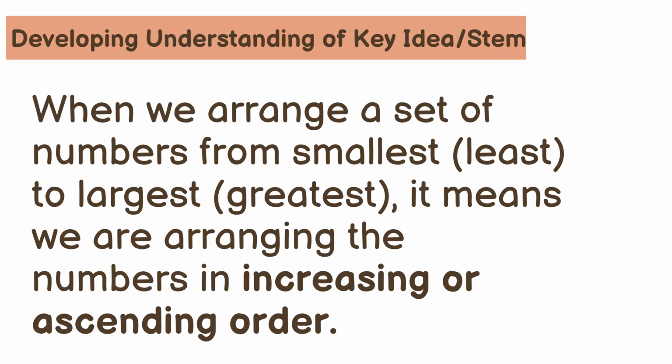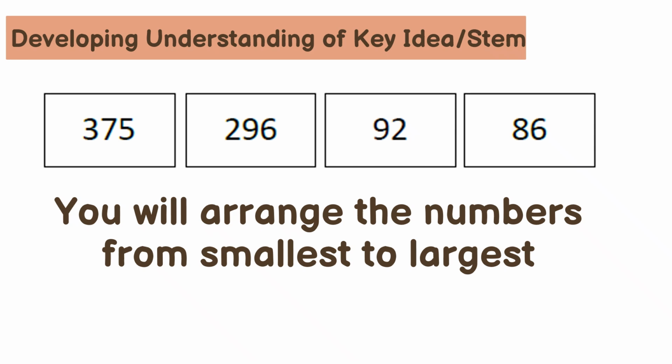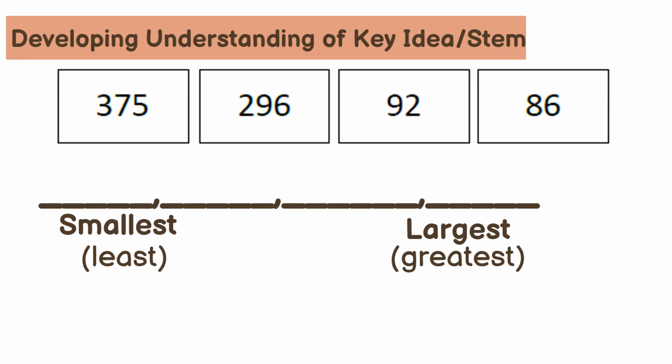When we arrange a set of numbers from smallest or least to largest or greatest, it means we are arranging the numbers in increasing or ascending order. Look at the numbers. You will arrange the numbers from smallest to largest. Our numbers are 375, 296, 92, and 86.